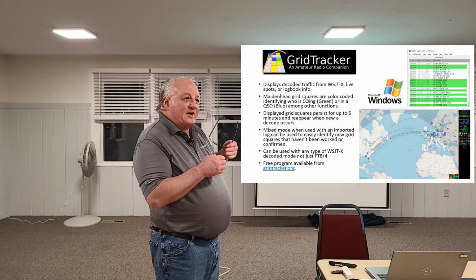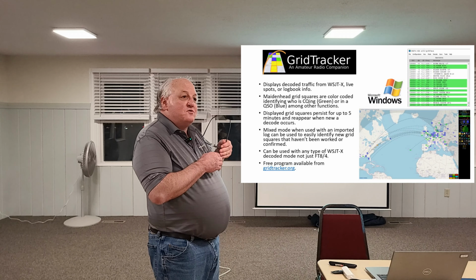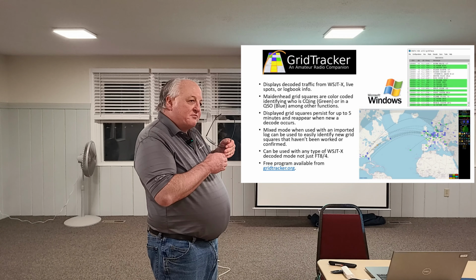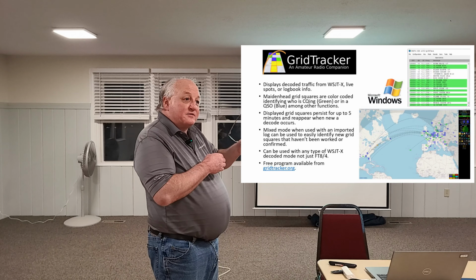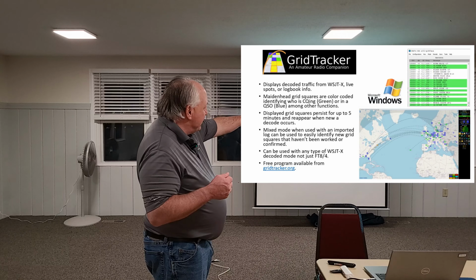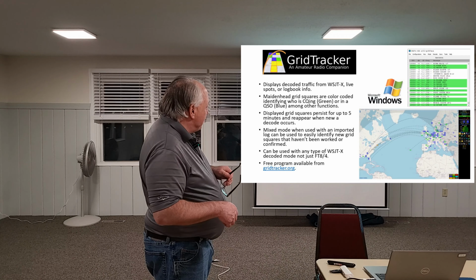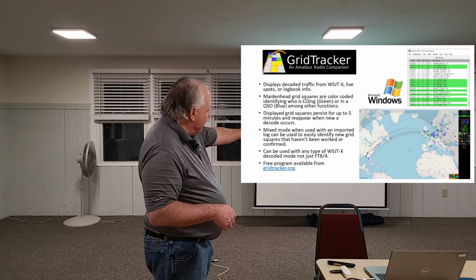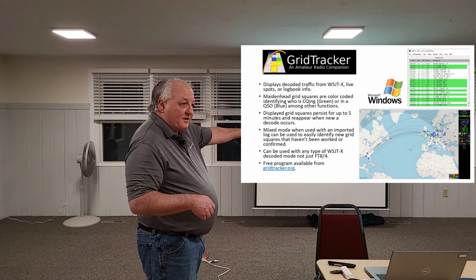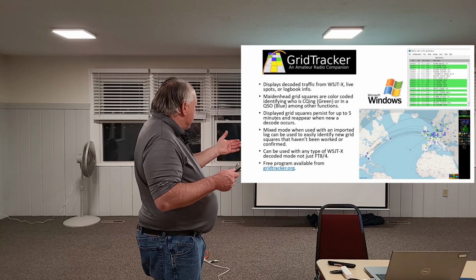So what happens is, if there's no new decodes from that station, slowly the color becomes lighter and lighter until it finally disappears. So the upper right-hand corner is basically my WSJT, and on the lower right is basically the same stations that are graphically there.